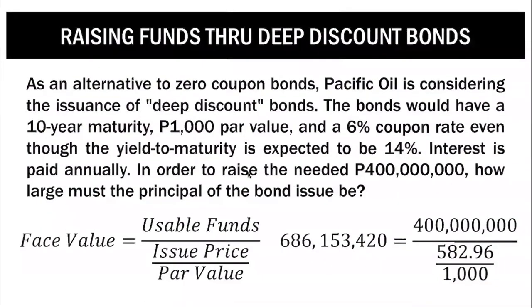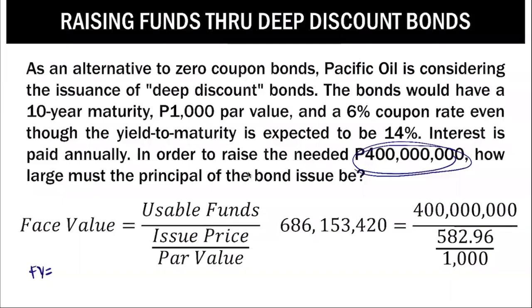Now we compute for the amount of our face value. So we need 400 million. So face value is equal to your usable funds divided by issue price over par value. So our issue price here is 582.96 over 1,000. So 400 million divided by 582.96 over 1,000, we will get 686,153,420.